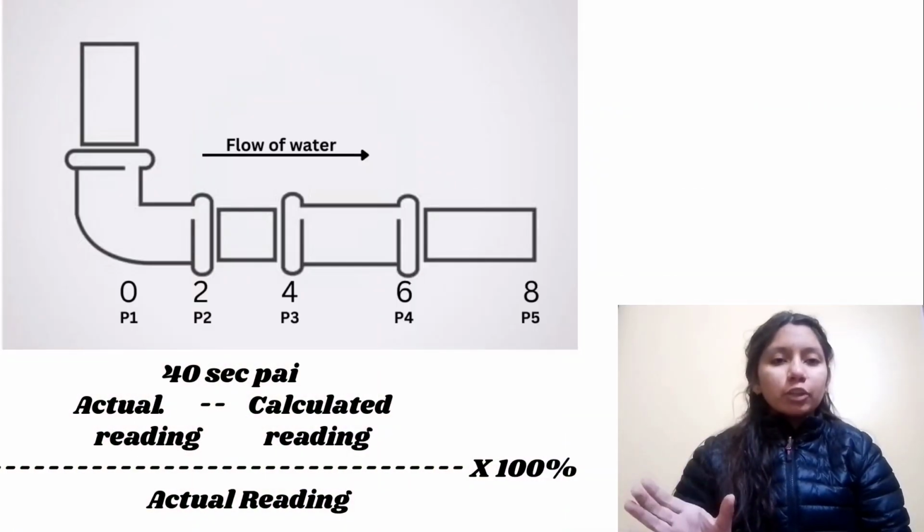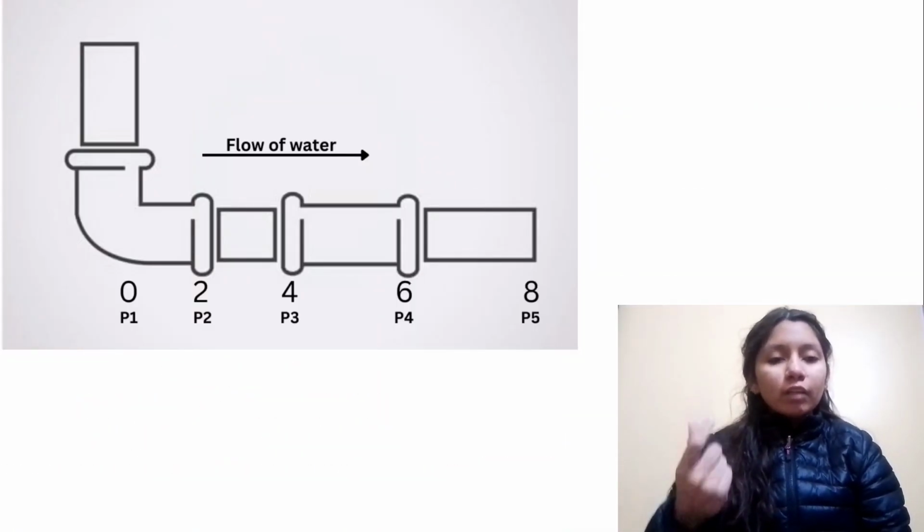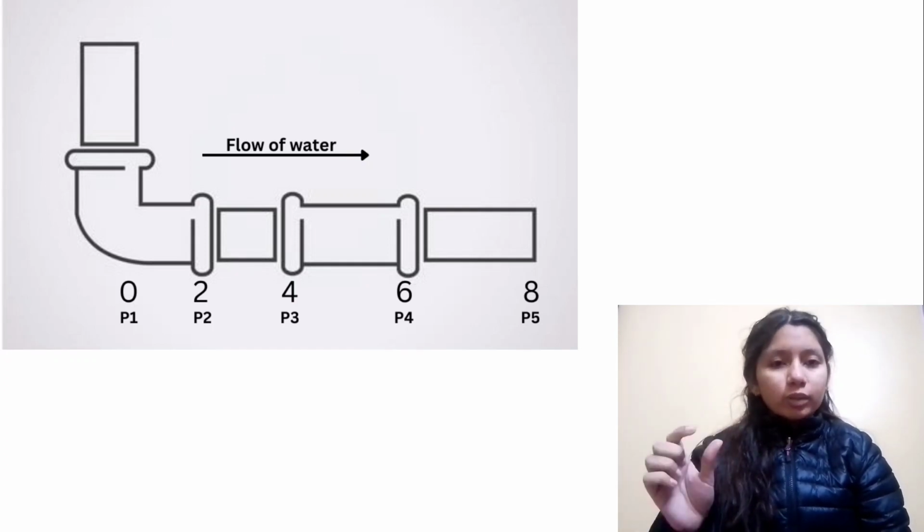What we will do is first take the actual reading from the sensor at every 2 meters. Then we will take the reading from the first sensor and calculate the readings of the subsequent sensors. From this, we calculate the difference amount by the formula: (actual reading minus calculated reading) upon actual reading, into 100. Then we put that difference amount into our ML model, which will give us the exact accuracy of the difference amount in our equation to get the pressure information.